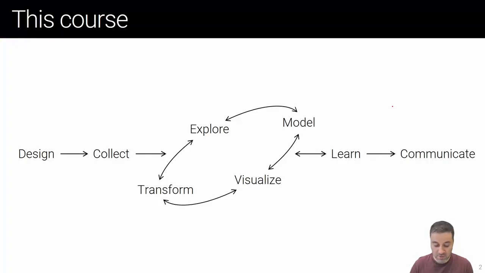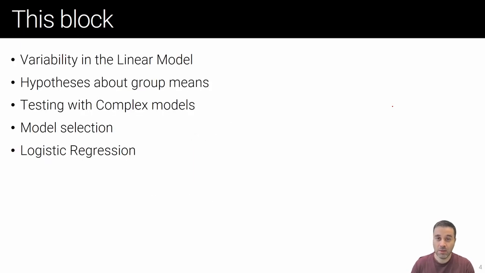All right, so within the larger scope of the course, we're still going to be focusing on this part about building models and learning from these models. Now, in this block, we're going to, again, talk about the variability in the linear model, about the variability in the coefficients. And we're going to start talking about how that variability might change our conclusions from the model.